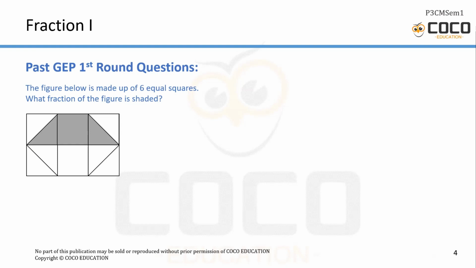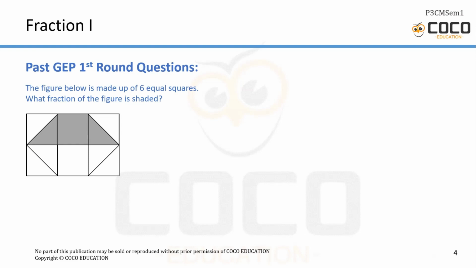Then they ask you to write down the fraction based on the shaded parts, or you need to do some calculations based on the shaded part. Okay, so let's see this question. The question says, the model below is made up of 6 equal squares. What fraction of the figure is shaded? So how do we do this one?